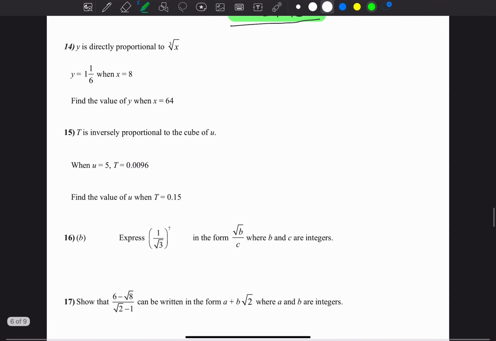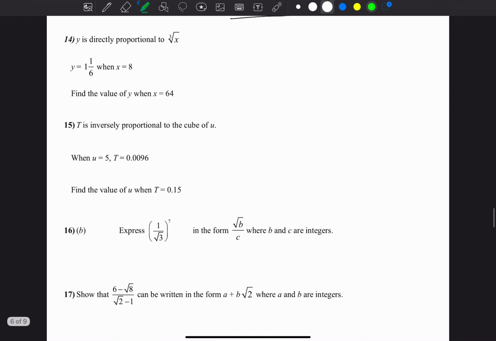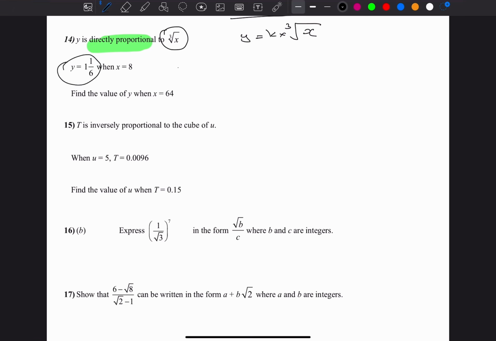Okay, next one. y is directly proportional. Directly means k times. y equals k times the cube root of x. And the second line is y is this. I would like to write it as an improper fraction. That's 7 over 6. It looks nicer. Equal k times cube root of 8. Cube root of 8 is 2. So you're multiplying, so divide it. 7 over 6 divided by 2 is 7 over 12.